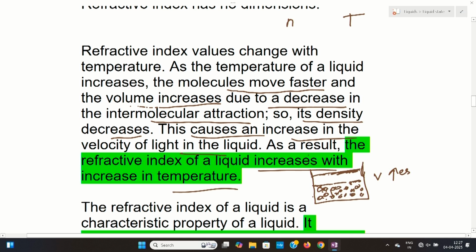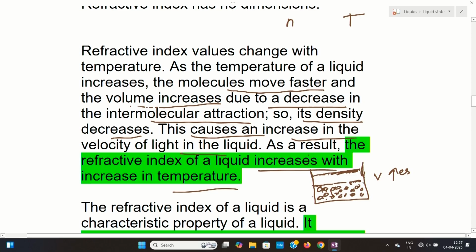Then the density decreases. Density is nothing but mass per unit volume. In the unit volume, the number of molecules is decreasing, therefore density also decreases. Once the density decreases, the velocity of light also increases. Therefore, the refractive index of a liquid increases with increase in temperature. I hope you understood how the temperature affects the refractive index.